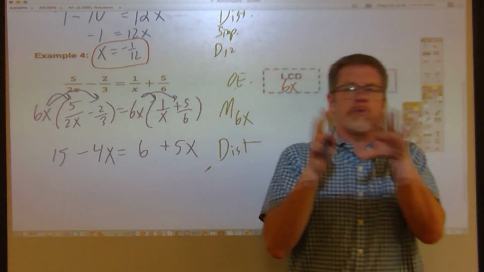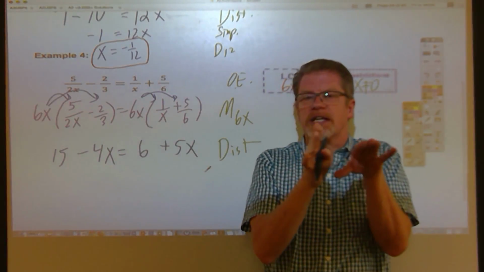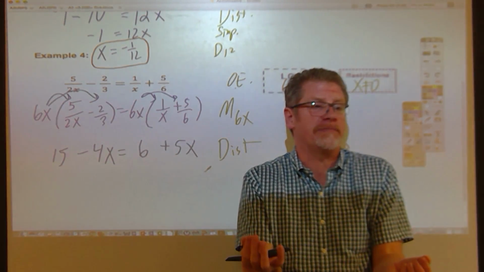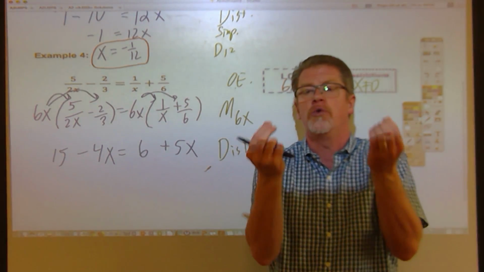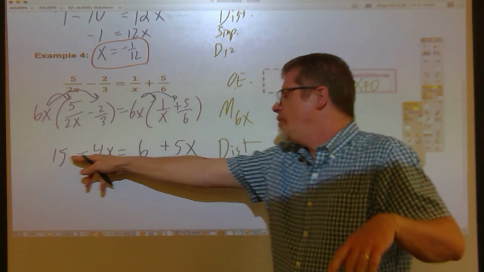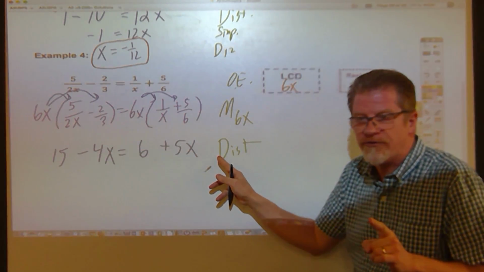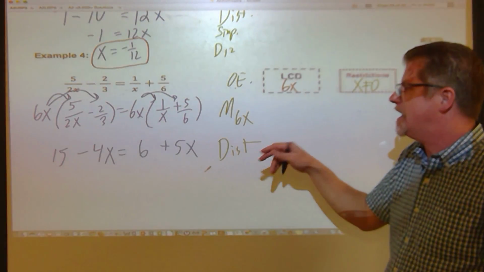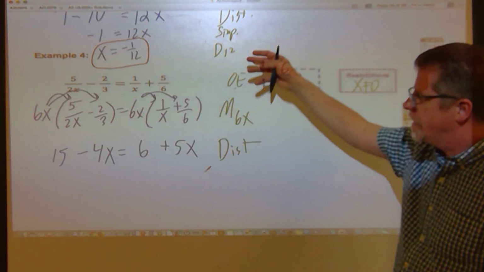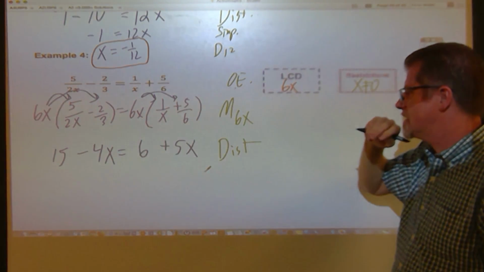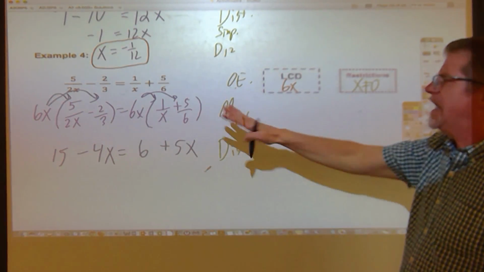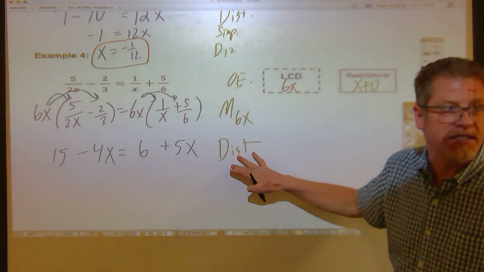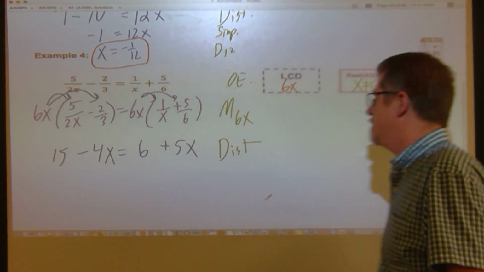That's how you distribute. When you're distributing, expect things to cancel. That's why we're multiplying by the LCD, so that things will cancel. If you do it right, there won't be any fractions left on the line that results from multiplying both sides by 6x and distributing. So it's going to happen every time. If you're doing things right, once you get to the distribution line, fractions will be gone.